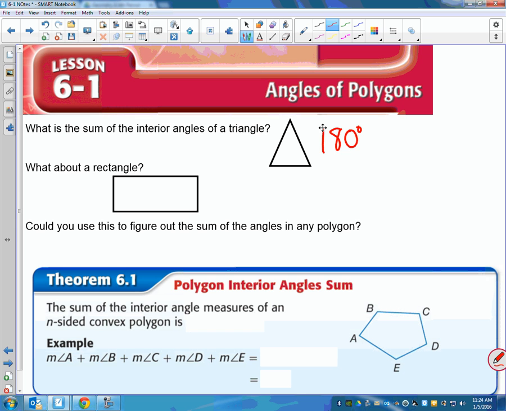Because there are 4 right angles, that's true. What if it wasn't? What if it was just another 4-sided figure like this? That's not one. Does it still add up to 360? Because why?